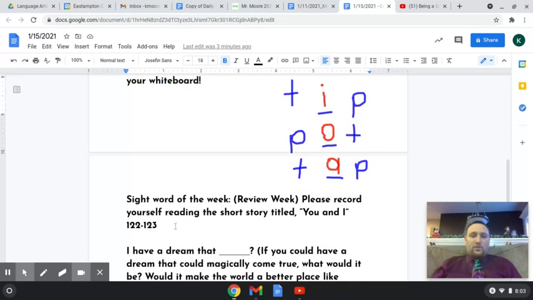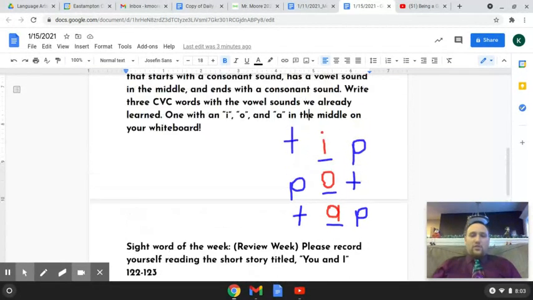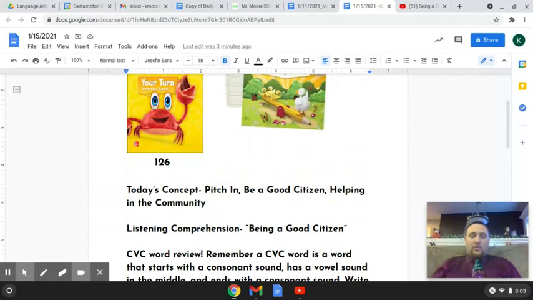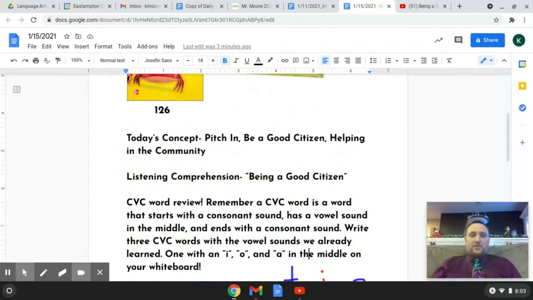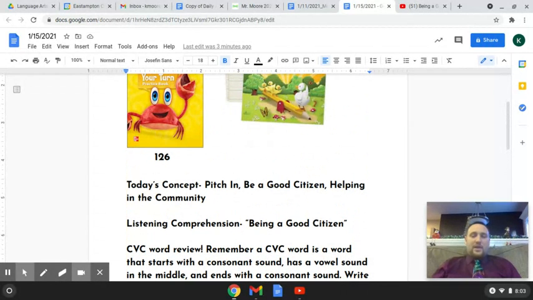So you can do those right on your whiteboard. Don't forget, you're going to record yourself, so you don't need to actually write on those pages 122 and 123. You're going to record yourself. You are going to write on page 126. Let's do our story, and then we'll come back and talk about our writing prompt of the day.